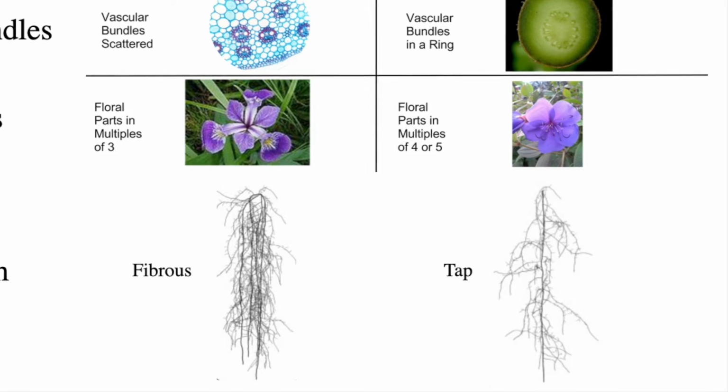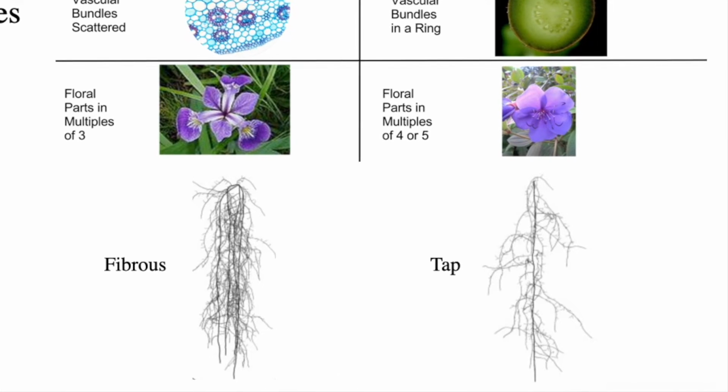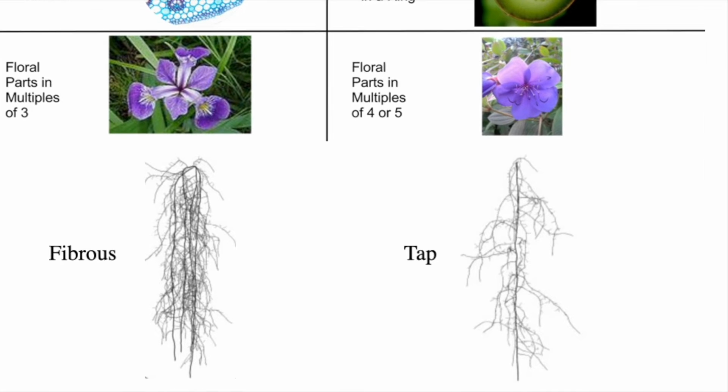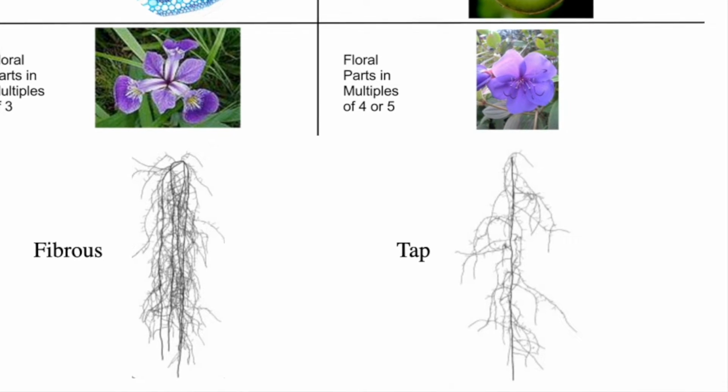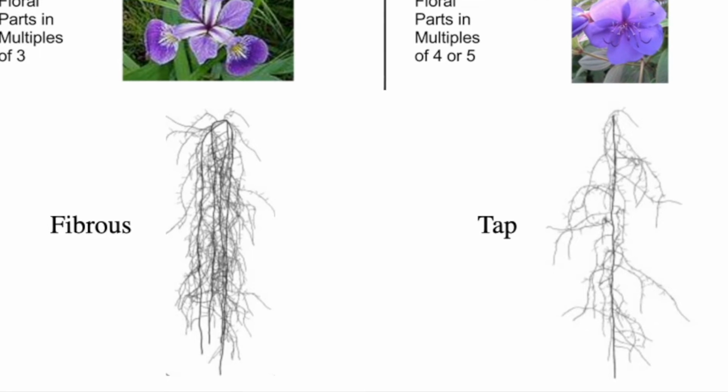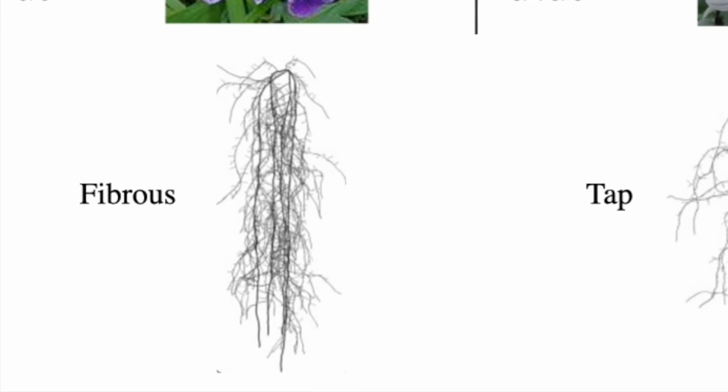We'll go into that a little bit more, but basically you can see that a taproot is a major root that goes down with laterals branching off, whereas with the fibrous root system, you have multiple roots growing out in a more fibrous, branched way.